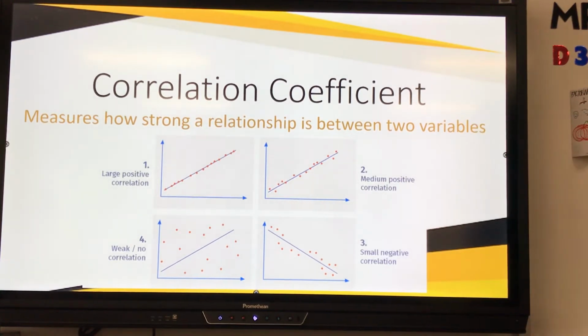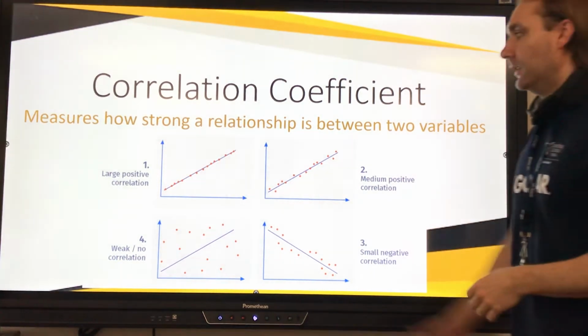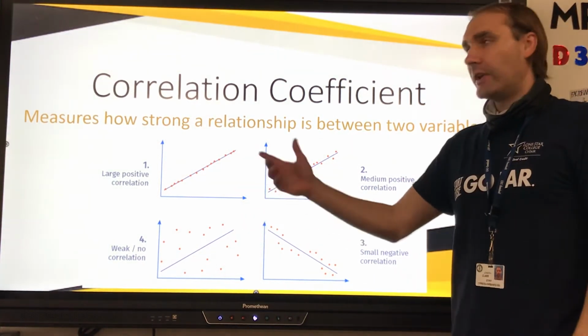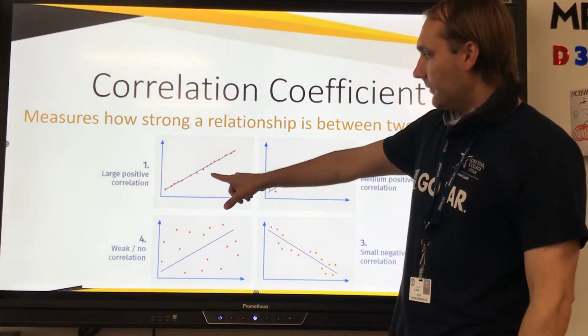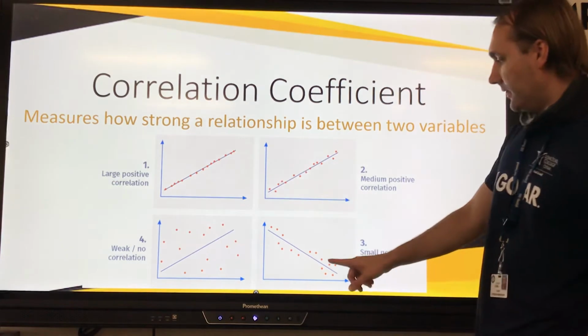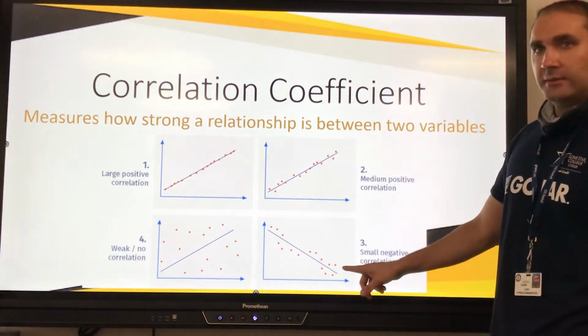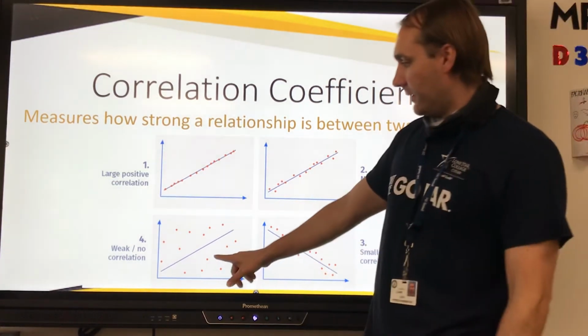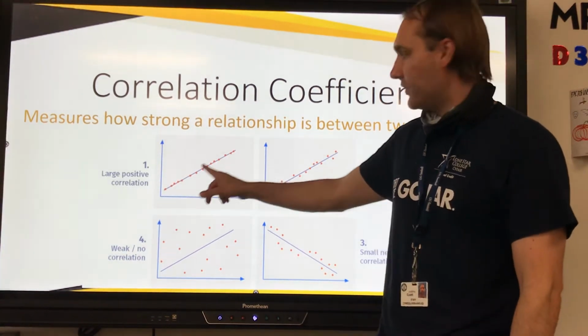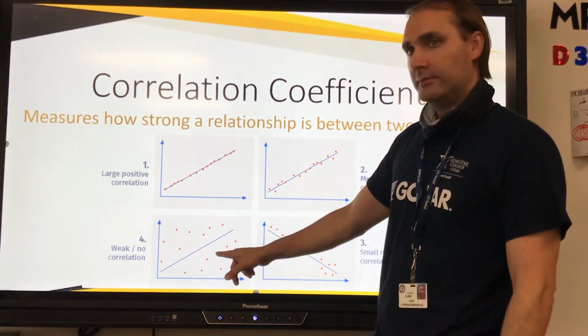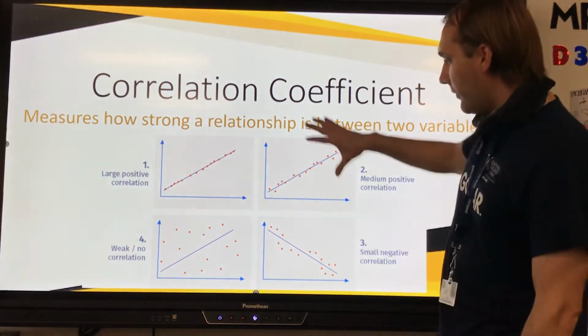Correlation coefficient measures how strong a relationship is between two variables. So this is when you actually have the data to prove something affects something else. So notice, would you say number 1 has a stronger correlation than number 3 over here? And a lot stronger correlation than number 4? Notice how these data points are a lot closer to my regression line than say this one. So this is how we're going to interpret it.